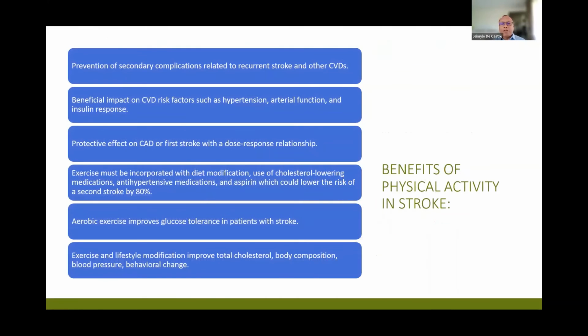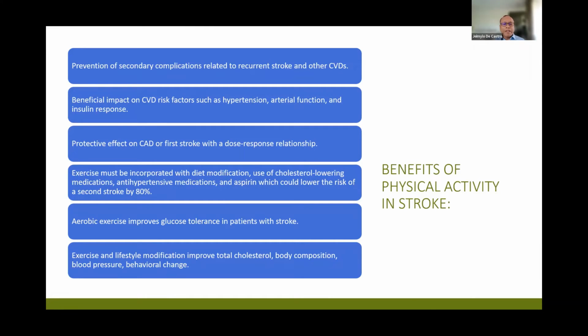Then, of course, what are the benefits of physical activity in stroke? It prevents secondary complications related to recurrent stroke and other cardiovascular diseases. It also affects risk factors such as hypertension, arterial function, and insulin response. So when you start your exercise, you also modify the response of the body, and your hypertension, arterial function, and insulin response are changed. It also has a protective effect on coronary artery disease or first stroke in a dose-response relationship. The more exercise you do, the better the protective effect.